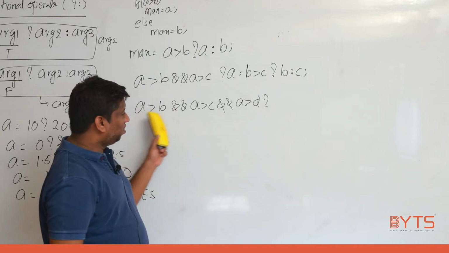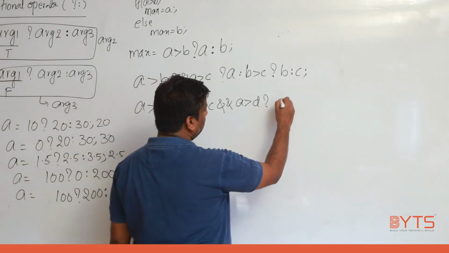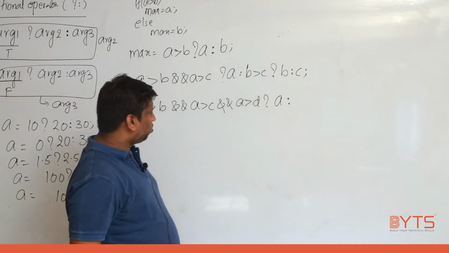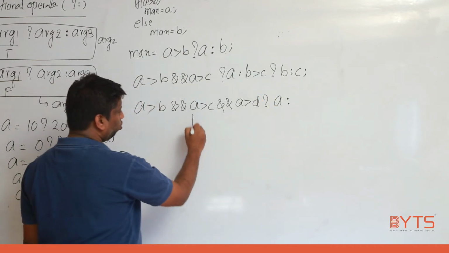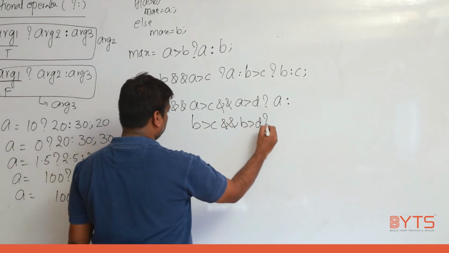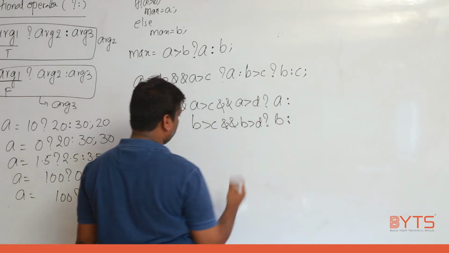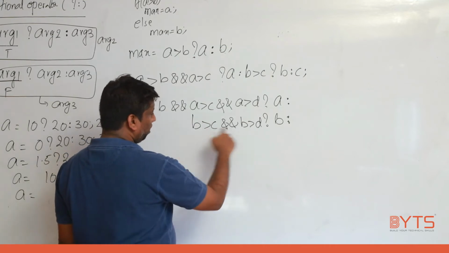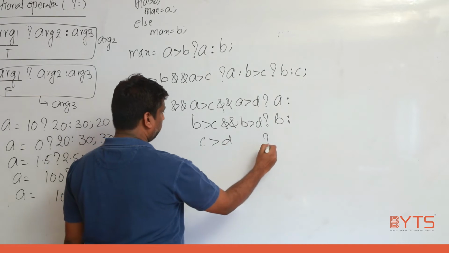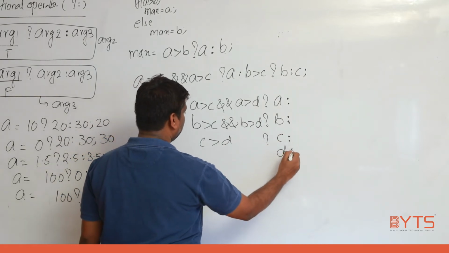Then how do you do that? If this condition is true, what is maximum? A is maximum, correct? If this condition is false, what is maximum? B or C or D. How do you do that? B greater than C and B greater than D, question mark, B is maximum, colon. B and C are also completed. Next, what can I do? C is greater than D, question mark, C, colon, D, semicolon.